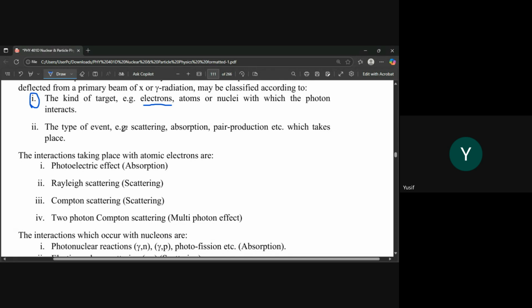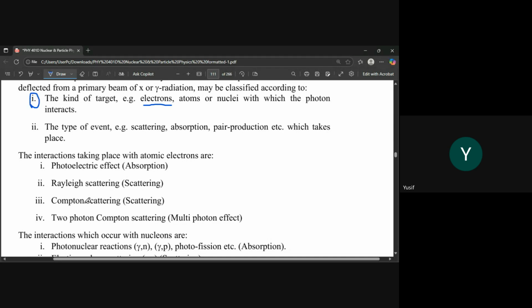If it's an electron, what are some of the interactions that we get? One, we can get photoelectric effects, because when the electron is being ejected, we are talking about photoelectric effects. You can also talk of Rayleigh scattering. And you can also talk of Compton scattering. Compton and Rayleigh are kind of the same, just that the electron ejected and the photon that is being absorbed is what differentiates the two.